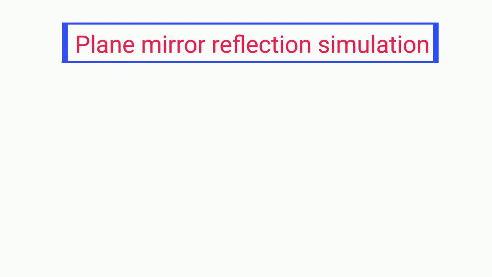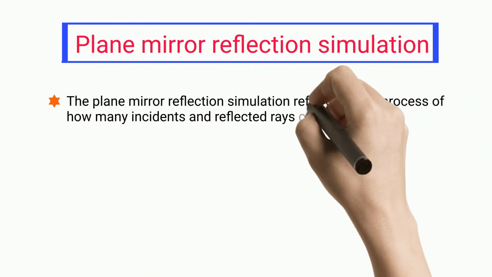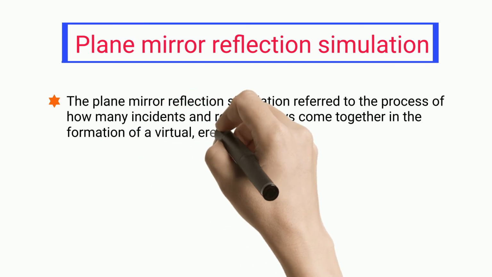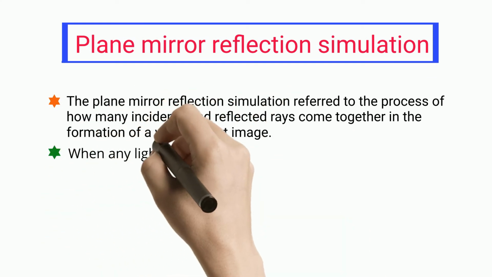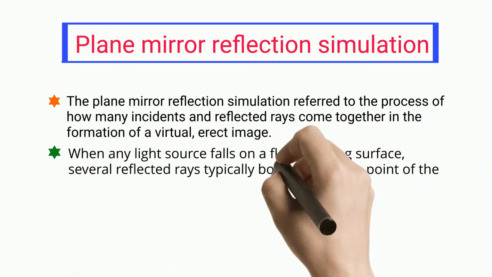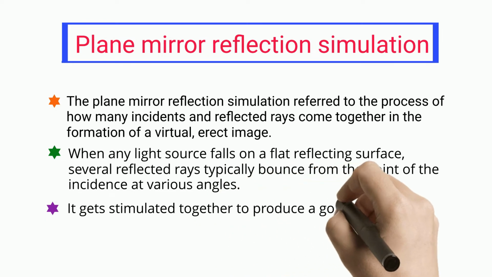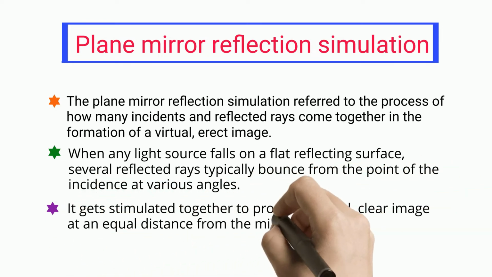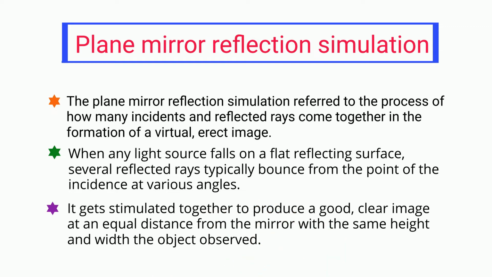Plane mirror reflection simulation. The plane mirror reflection simulation refers to the process of how many incident and reflected rays come together in the formation of a virtual, erect image. When any light source falls on a flat reflecting surface, several reflected rays typically bounce from the point of incidence at various angles. They get stimulated together to produce a good, clear image at an equal distance from the mirror with the same height and width as the object observed.